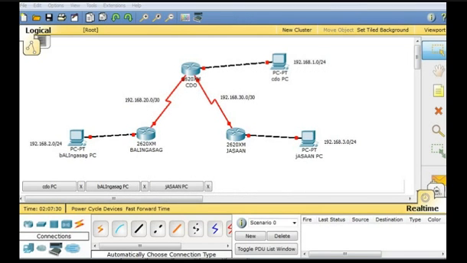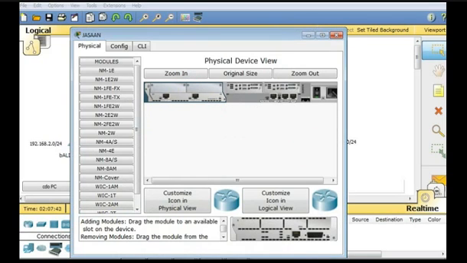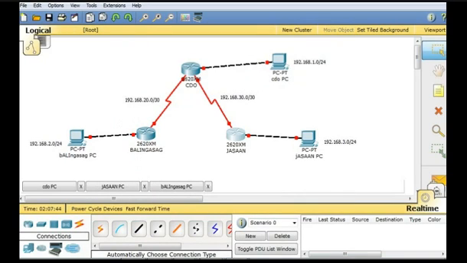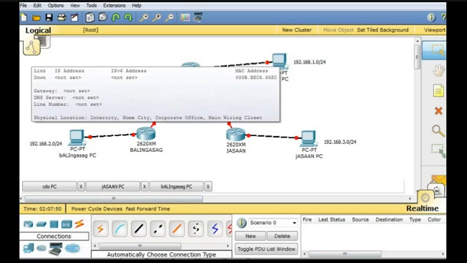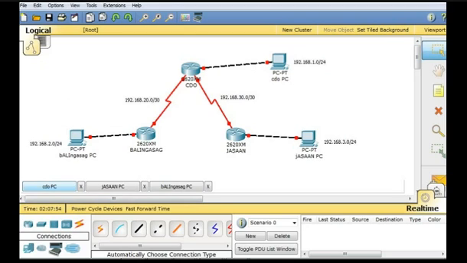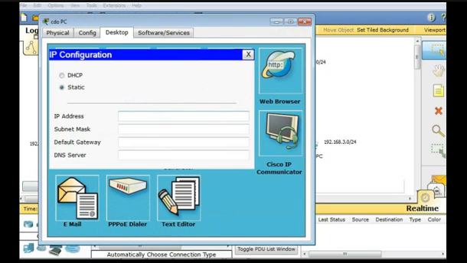Now let's start our configuration process. This is our example setup. There are 3 routers with different host names: CDO, Balingasag, and Hasaan. There is also 1 computer on each router. Now let's start the configuration. First, let's assign the IP address on the PC according to their assignable address. Let's start with the CDO router, CDO PC.